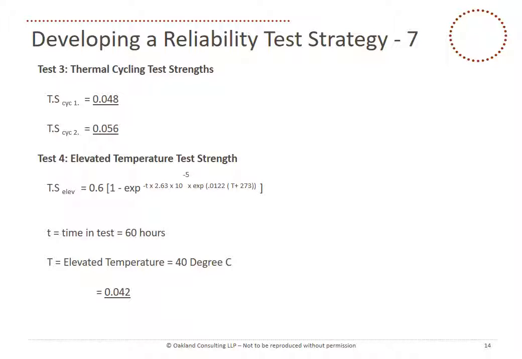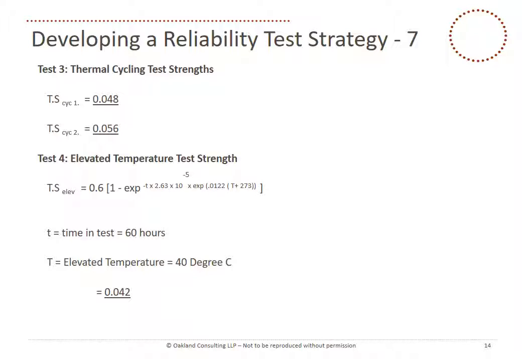On elevated temperature, the Hughes equation also can be shown quite easily, and it's an exponential model, and t is our test time in hours, and in that profile they did 60 hours.